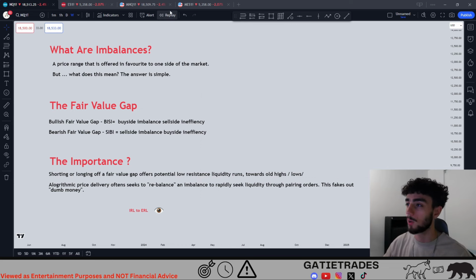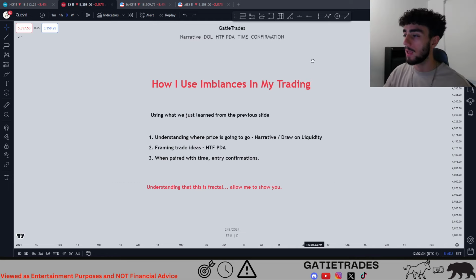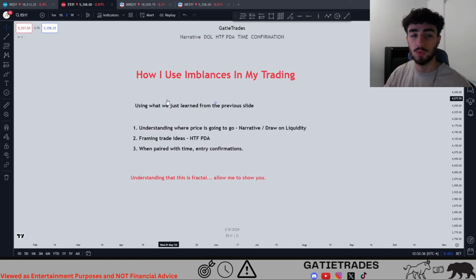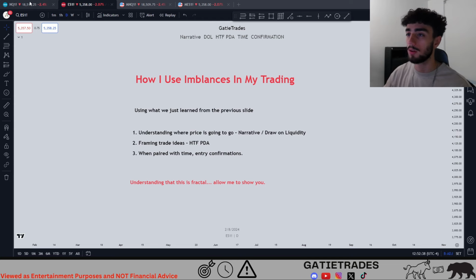So let's talk about how I use imbalances in my trading specifically. Based on what we learned from the previous slide about low resistance liquidity runs, price rebalancing an imbalance, and then seeking the old high or old low, this is going to help me understand where price is going to go. So this is my model up here.